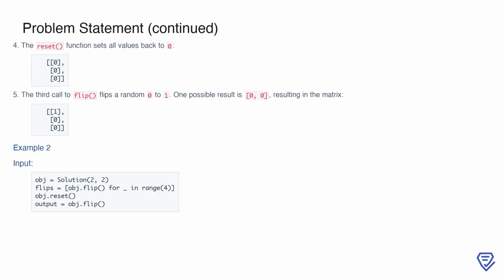After the 2 flips, the reset method is called. This function sets all values in the matrix back to 0, restoring it to its initial state [0, 0, 0]. Once the matrix is reset, a subsequent call to the flip method again flips a random 0 to 1. For instance, the cell at position [0, 0] might be flipped, resulting in the updated matrix [1, 0, 0]. This demonstrates the cycle of flipping, resetting, and flipping again, while ensuring randomness and maintaining the integrity of the matrix.